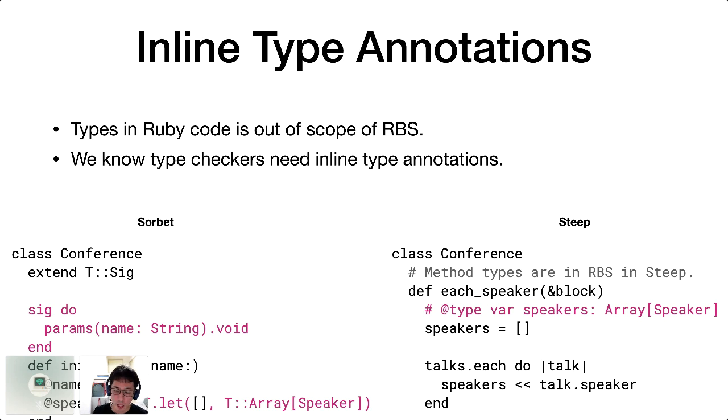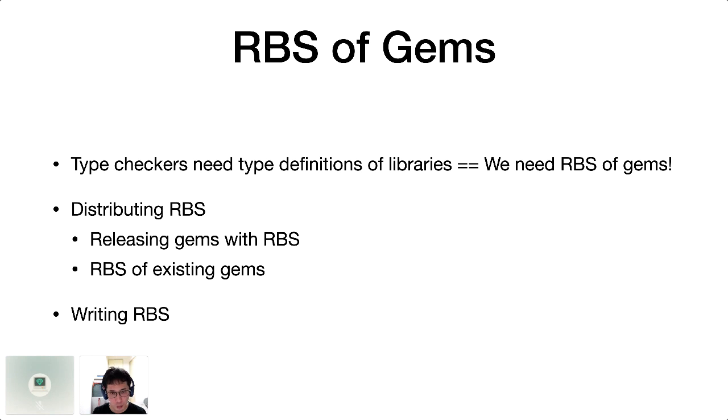Okay, so I want to talk about the RBS of Ruby gems. The Ruby committer team writes the standard library RBS files, but Ruby applications today depend on a lot of third-party libraries. Type checkers need the types of libraries to work well with them, and libraries are Ruby gems. So it means that we need the RBS of gems. I want to explain two steps: how we can distribute the RBS of Ruby gems, and how we can write RBS files.